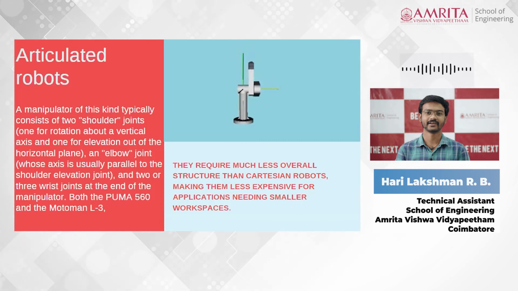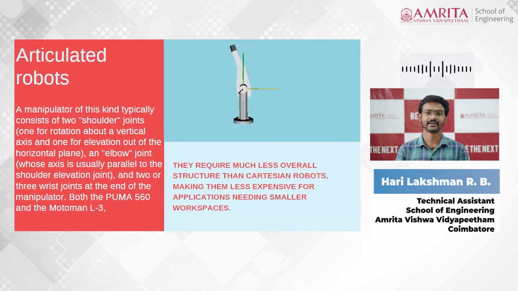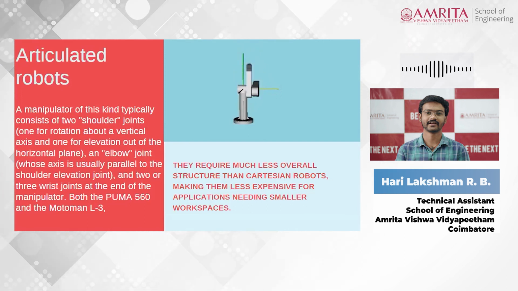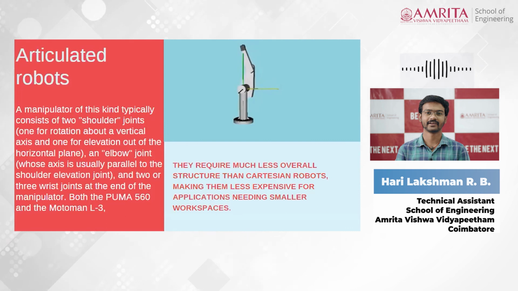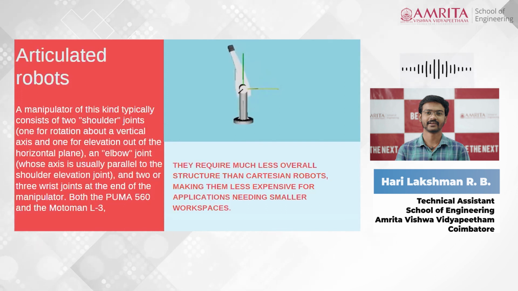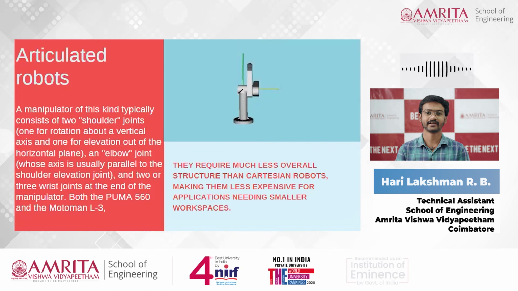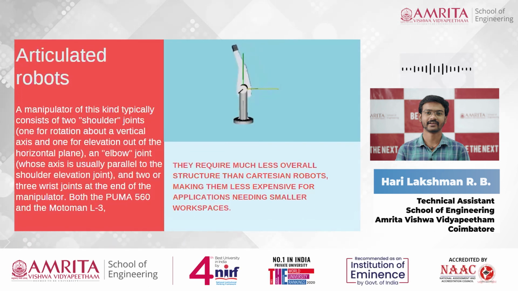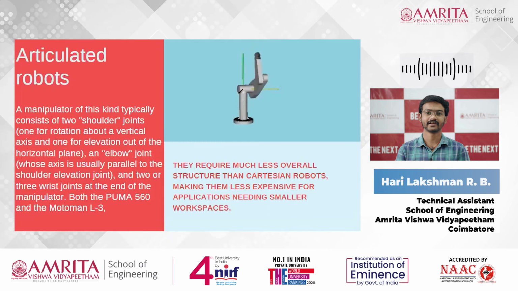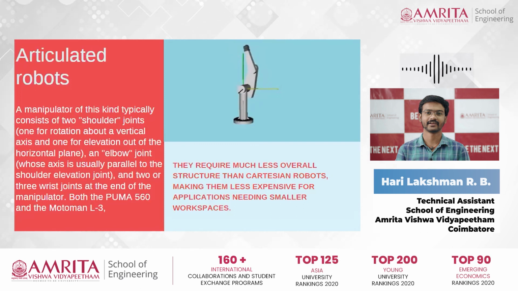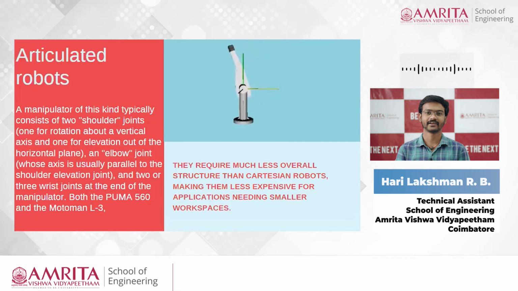A few examples are the Puma 560 and Motoman L3. These two are examples of an articulated robot arm. The GIF which I have provided in the slide is an example of the Puma 560 model. Articulated robots minimize the intrusion of the manipulator structure into the workspace, making them capable of reaching into any kind of confined space. They require much less overall structure than Cartesian robots, which makes them less expensive, and they do not constrain a huge space.